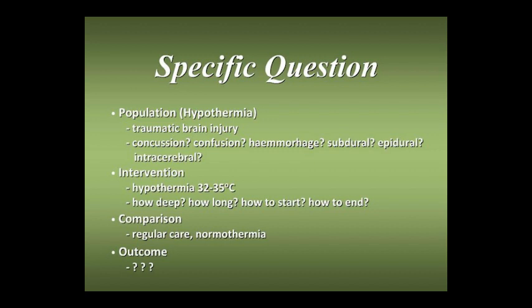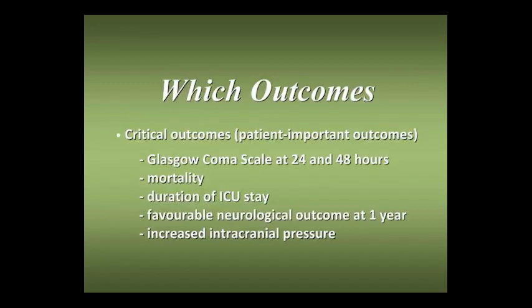So the population in hypothermia, they talked about traumatic brain injury, not sure about concussion, contusion, hemorrhage, subdural, etc. Intervention, exact temperature 33, 32, or 35. And then the comparator was regular care or normothermia, and we're not sure about the outcome. It's like an exercise you can do and follow it. So you know about these outcomes. Are we dealing with Glasgow Coma Scale, mortality, duration in ICU?